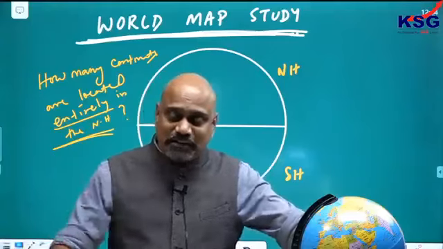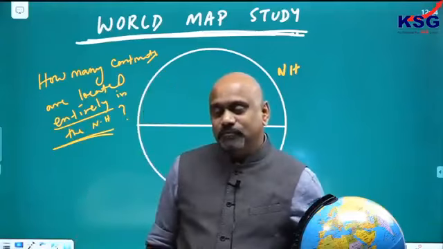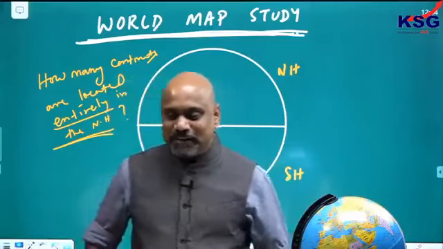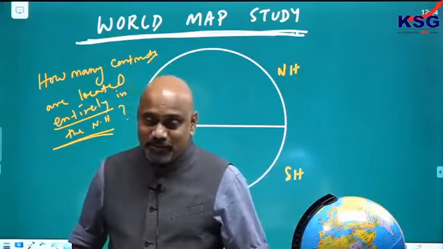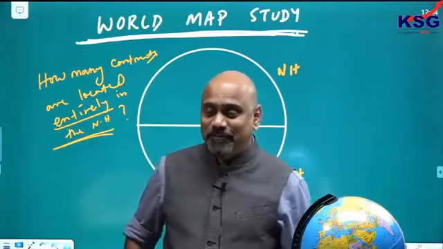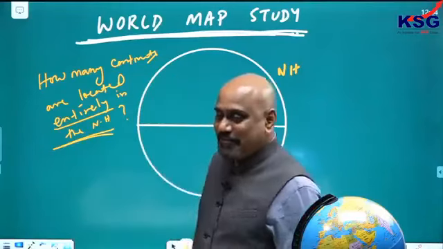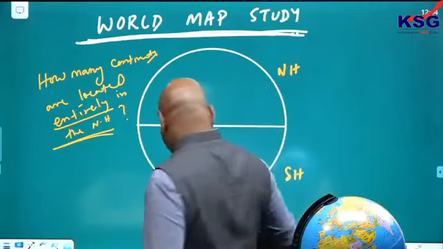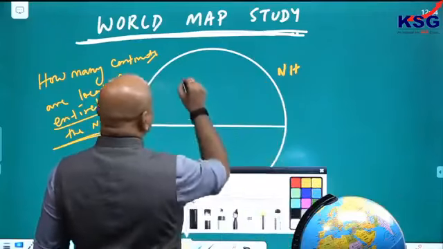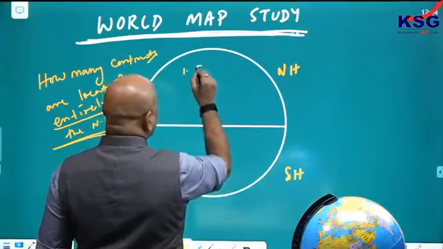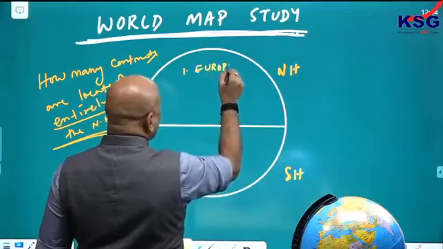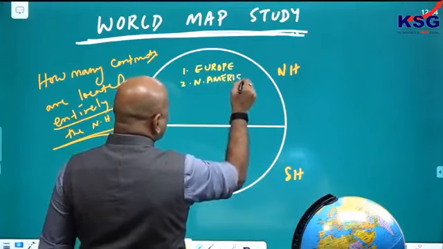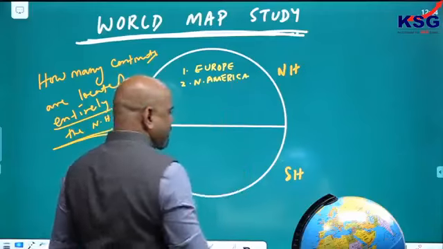Can anyone give me the right answer, please? 4, 5, 6 is wrong. Someone is saying 6 also? How many continents are entirely in the northern hemisphere? My friend, you check out carefully. One is Europe and the second one is North America. These two are entirely in the northern hemisphere.